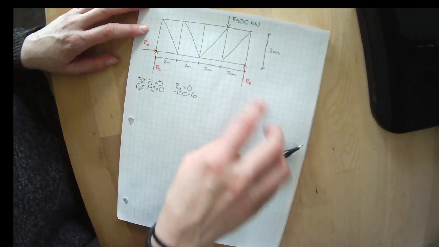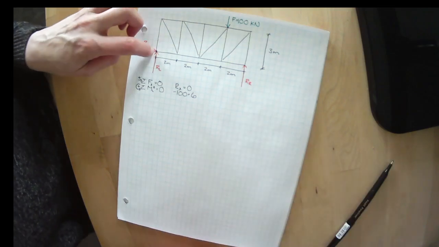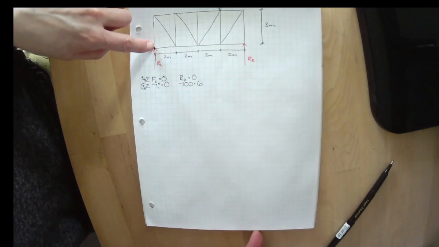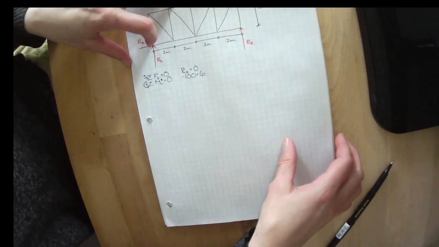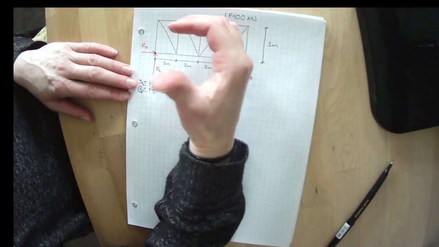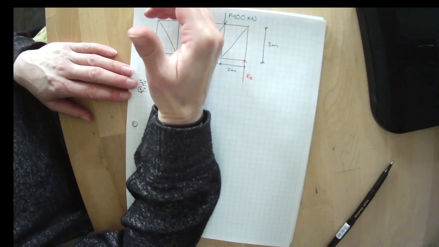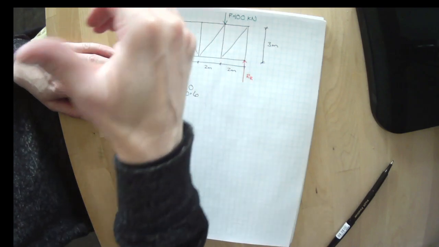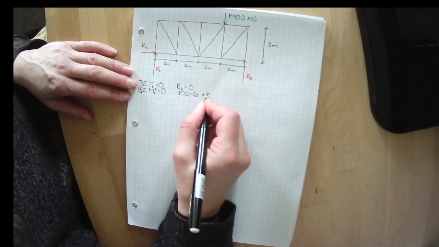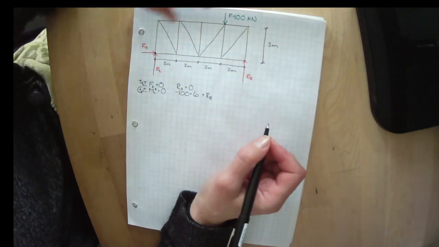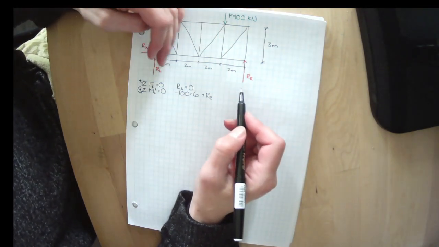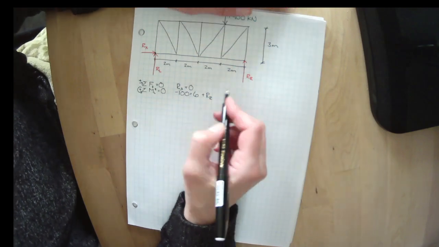We also have this reaction at the right end here that tries to make the object spin about this point. If I push the page in the direction of that force, it's trying to make it spin in that direction. If I curl my fingers in the direction RR is trying to make it spin, my thumb is pointing out of the page, which is the positive direction. To be a moment, you need a force and an eccentricity. So RR is 2, 4, 6, 8 meters away.